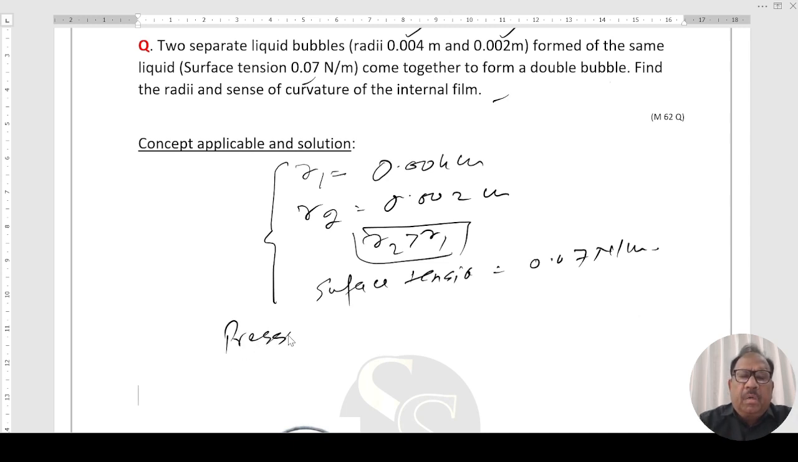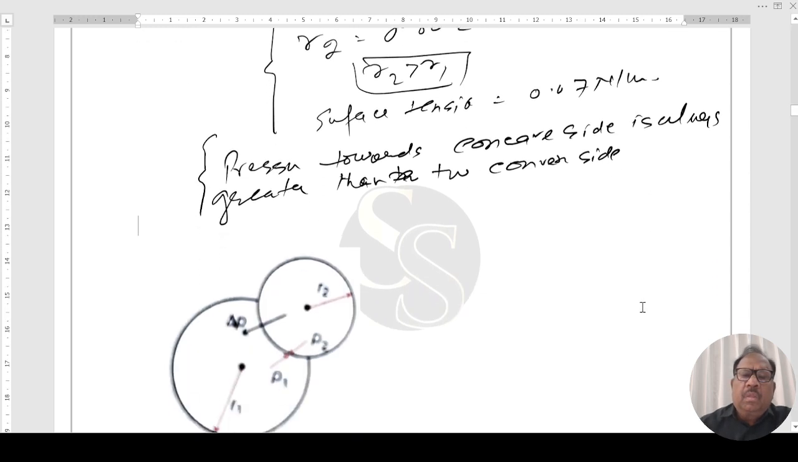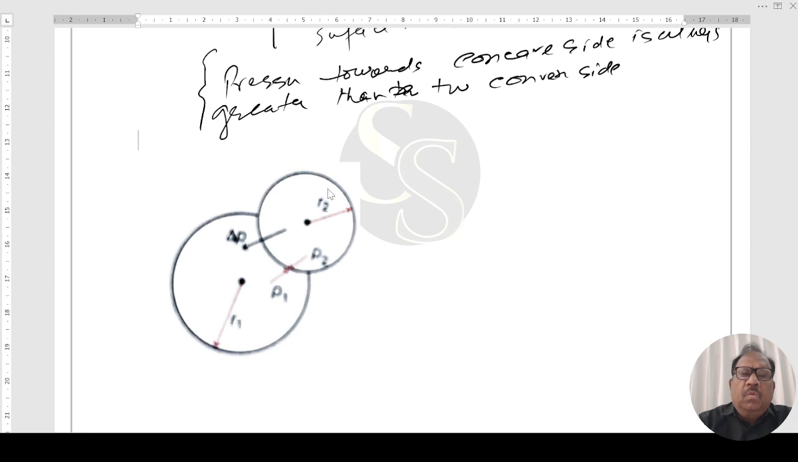Pressure towards the concave side is always greater than the convex side. Using this concept, these are the two bubbles. This is R2, this is R1.